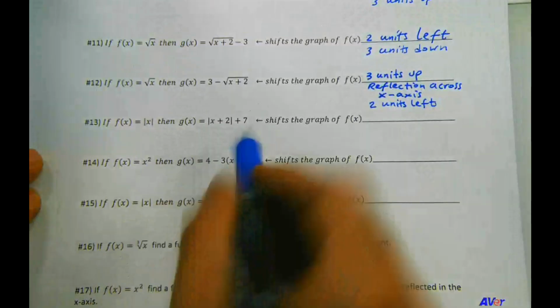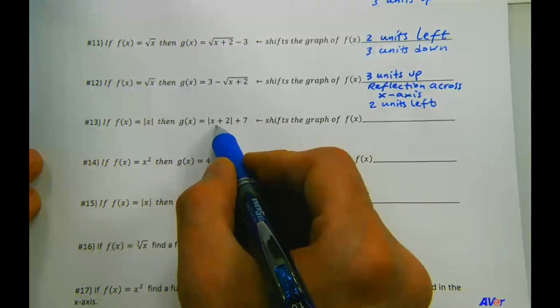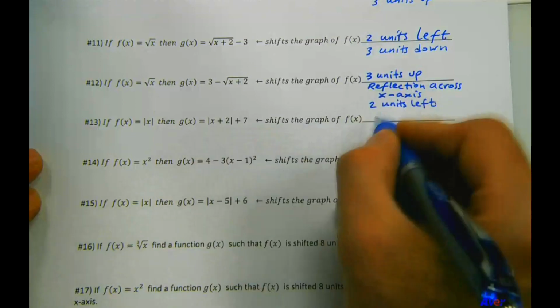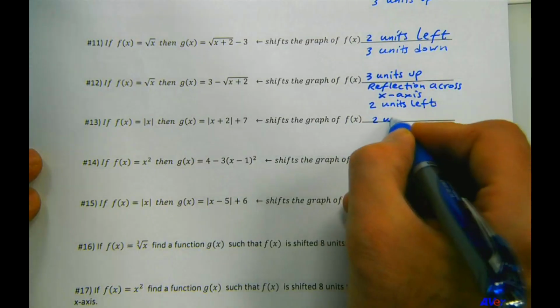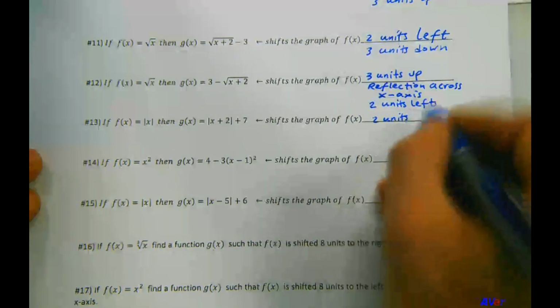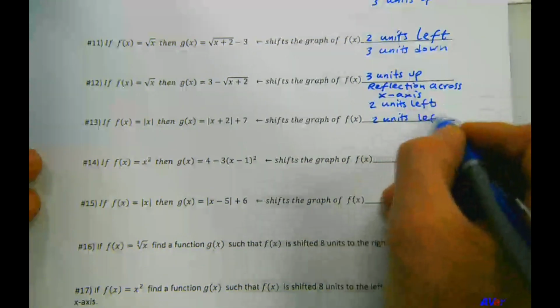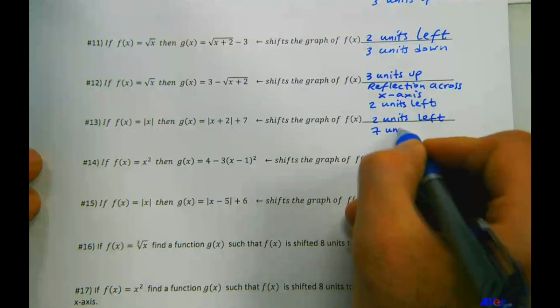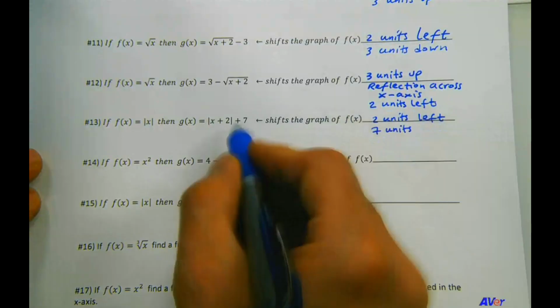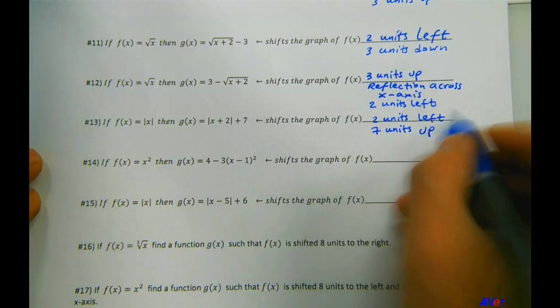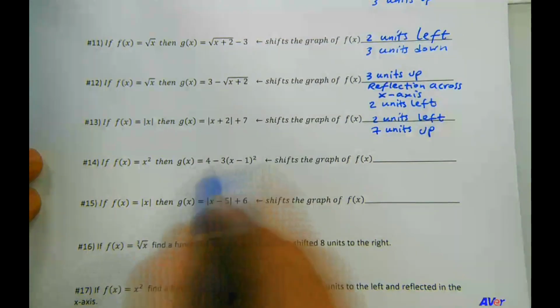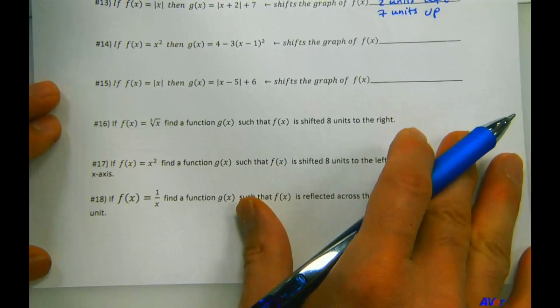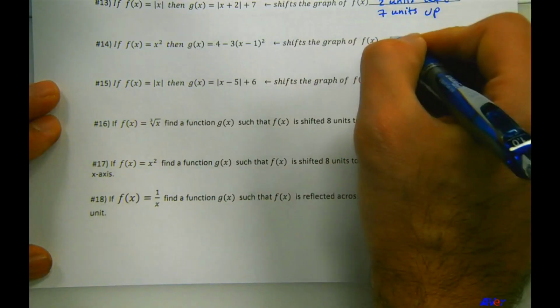And this one, we have 2 units to the left, right? H must have been -2. 7 units up. This one is really interesting. 4 units up.